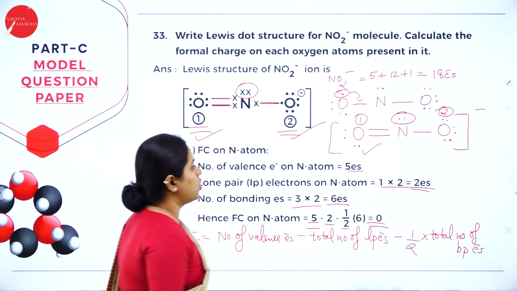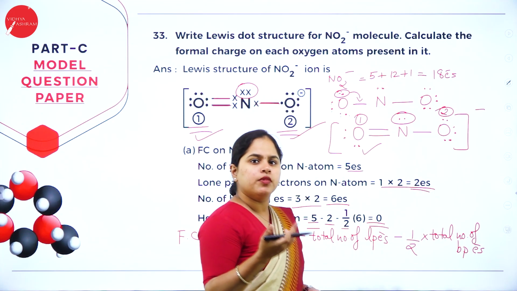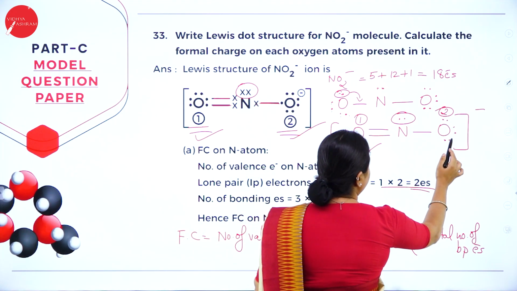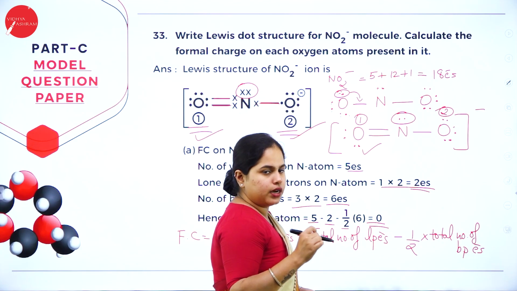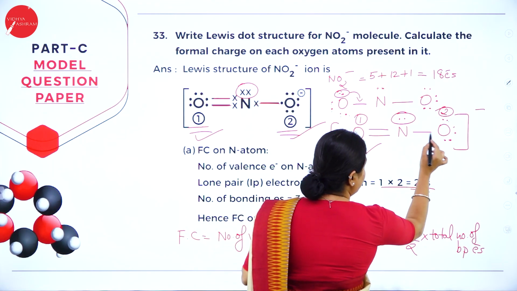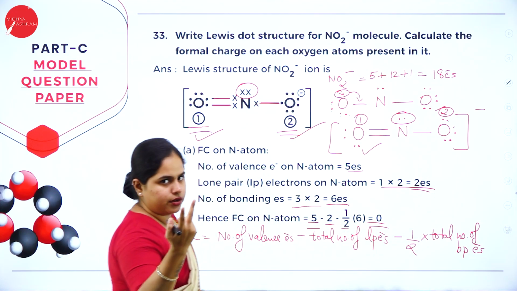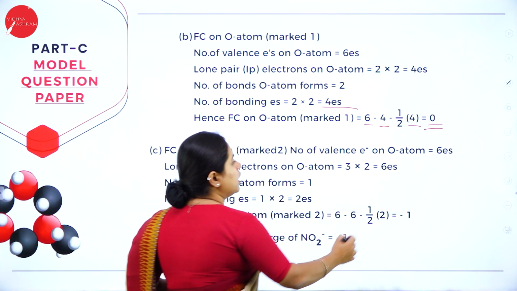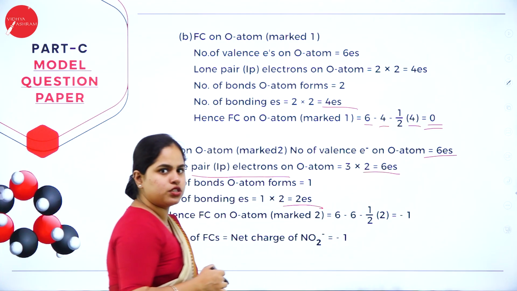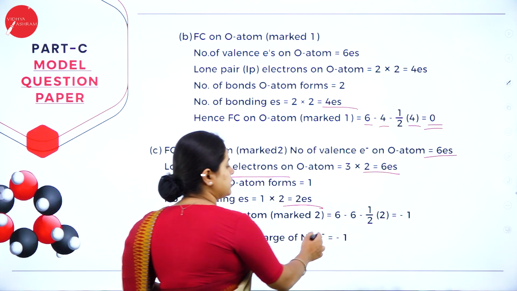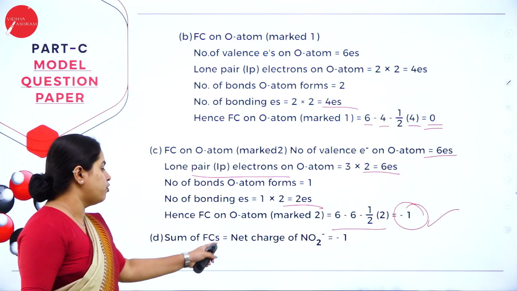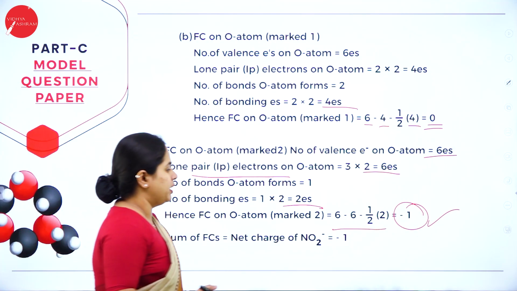So now moving on to the next oxygen atom, that is this oxygen atom. Let's calculate. The number of valence electrons is again 6. Then number of lone pair of electrons, as you can see, 1, 2, 3, 4, 5, 6. 6 electrons in lone pairs are there. Now, how many bond pair of electrons are there? Only one bond is here, right? One bond means 2 electrons, right? Okay, so that is given here. Valence number of electrons is 6, number of lone pair of electrons is 6, and number of bond pair of electrons is 2, right? Now, substituting in the equation, 6 minus 6 minus half into 2 will give you minus 1, right? Minus 1. Hence, the sum of formal charges, that is the net charge on NO2 minus, is minus 1.